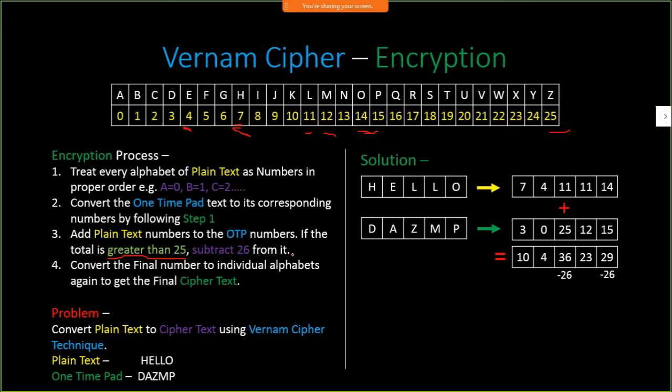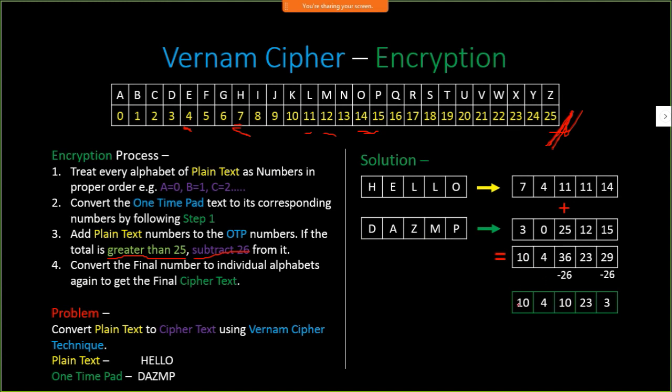If the total is greater than 25, because we all know that the last value is 25, we cannot write any number greater than 25. So subtract 26 from it. Here there are only two numbers greater than 25, and we subtract. After the subtraction, 29 minus 26 is 3, and 23 is under 25, so it is written as it is. After that, 36 minus 26 is 10. So we have 10, 4, 10, 23, 3.